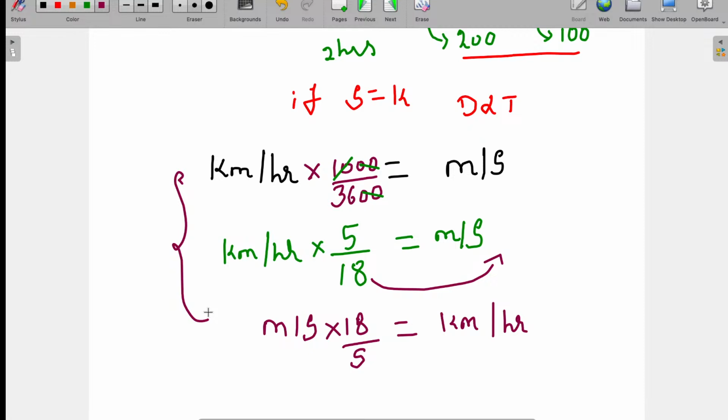Over? Yeah, they will give minutes also. If they give minutes, we have to convert to seconds. Then we have to do that. Yes.